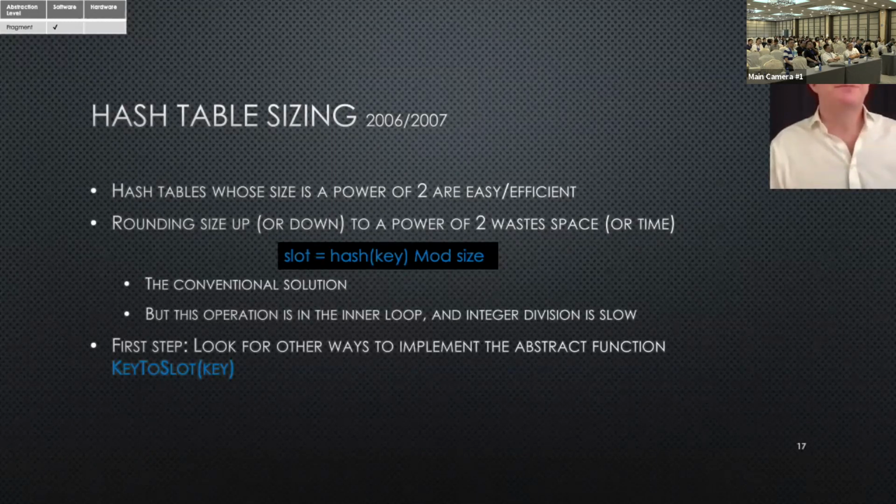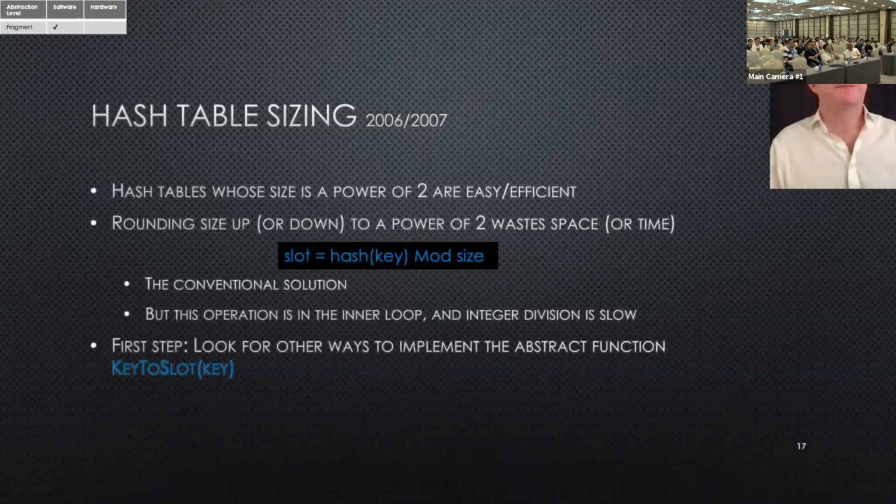So the conventional solution to this is to write an expression such as the slot is equal to the hash of a key, which is some number in the range of 0 up to some power of 2 minus 1, mod size, okay, where size is how many entries you want in the hash table. So this will map a hash function into a range from 0 up to size minus 1.